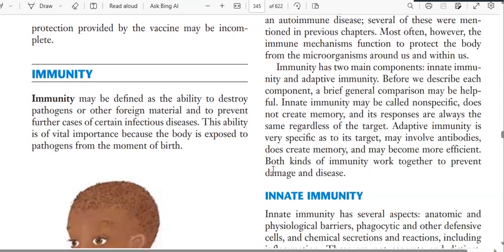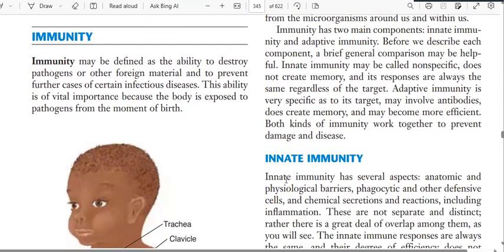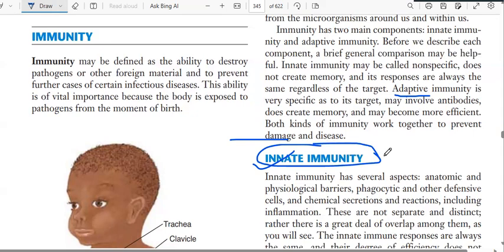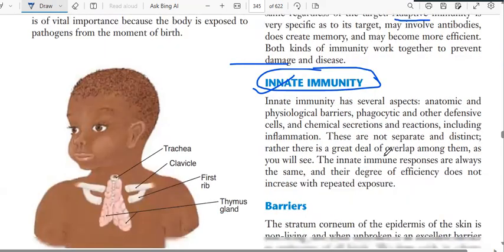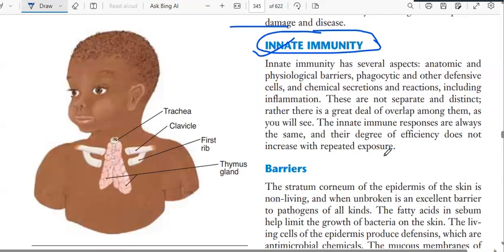So basically the immunity is divided into two sections: one is innate immunity and another one is adaptive immunity. Innate immunity is the first mechanism which will try to protect you, defend you, and kill the bacteria, pathogen, or any infection when it enters the body. So basically, the first mechanism is innate immunity.